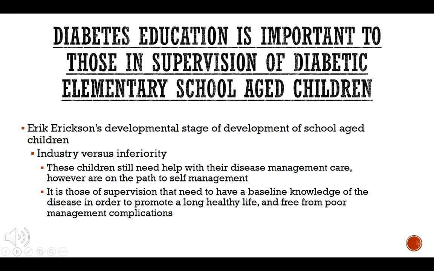By definition, school-aged children are from the ages of 6 to 12 years old. A psychosocial analyst, Erik Erikson, states these children are in the stage of industry versus inferiority. This means that they still need help but are on their way to independence. If diabetes is understood by everyone in supervision of the diabetic child, this will ultimately promote a long, healthy life, minimizing complications.